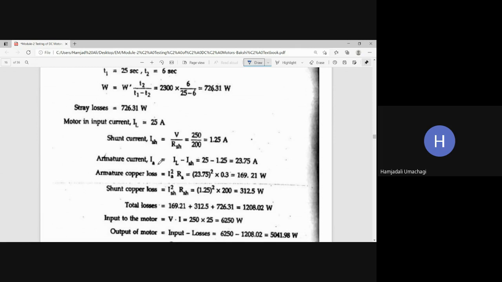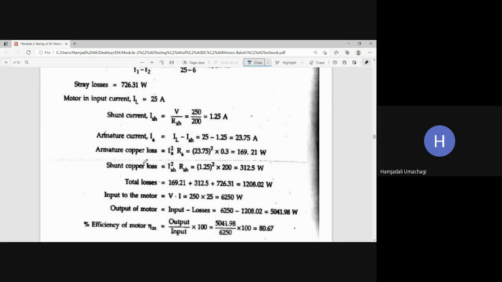That is IL minus ISH, which is 25 minus 1.25, which is 23.75 ampere. Using this, now let us calculate armature copper loss given by the formula Ia square into Ra, where Ia is 23.75 whole square into armature resistance 0.3 ohms. So altogether the armature copper loss will be 169.21 watts. After this, we'll calculate shunt field copper loss, which is nothing but ISH square into RSH, where ISH is 1.25 whole square into field resistance RSH of 200 ohms. So this will be 312.5 watts.